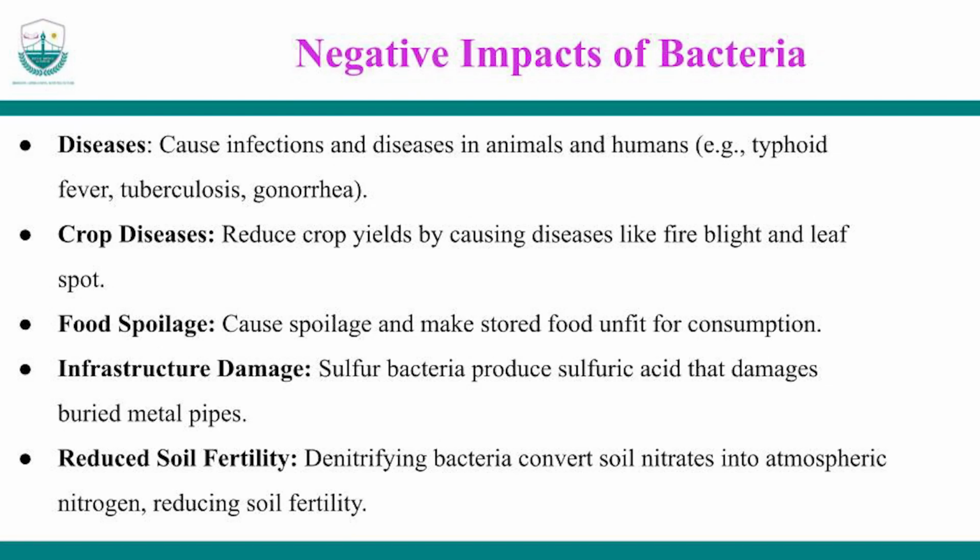They can cause diseases to humans, crops and animals, and can cause food spoilage. The sulfur bacteria can produce sulfuric acid that damages metal pipes. And certain bacteria can reduce soil fertility by converting nitrates into atmospheric nitrogen, and this contributes to reduction in soil fertility.